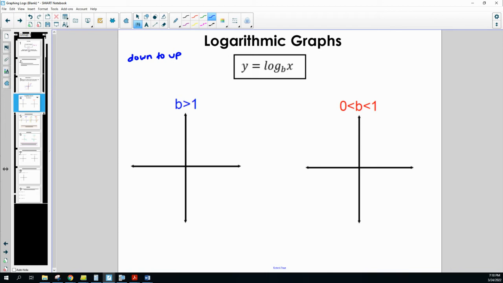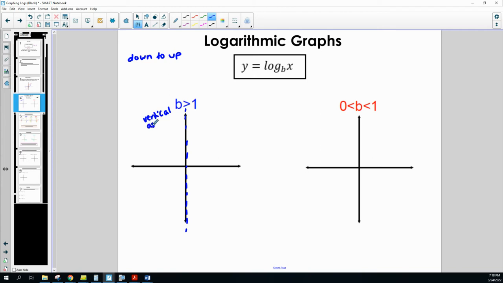A couple things are different about an exponential versus a logarithm. In an exponential, we have a horizontal asymptote. In a logarithmic graph, because it's the inverse, we're not going to have a horizontal asymptote. We are going to have a vertical asymptote. I'm going to draw this dotted line here. A horizontal asymptote was y equals 0. For the vertical asymptote, I'm going to write it out for the first time here, but I'm going to be abbreviating it as VA from now on.